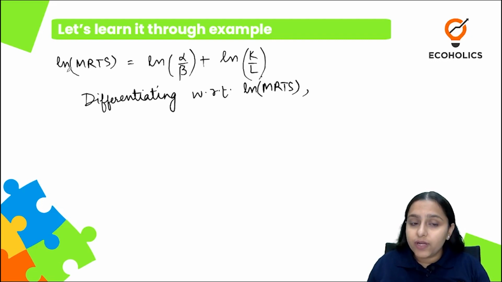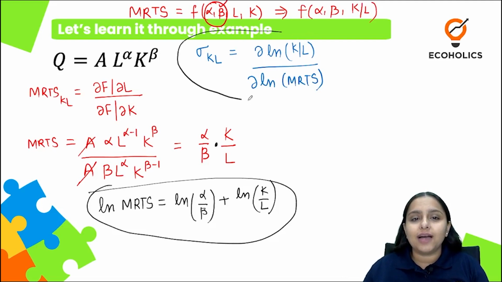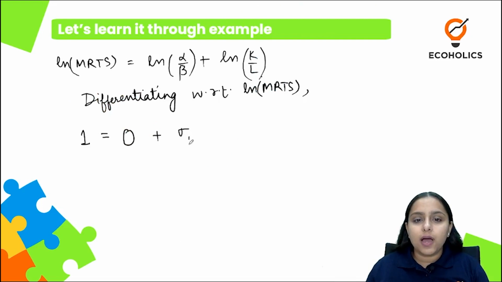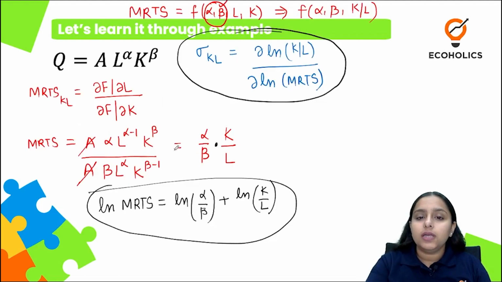Now, the derivative of log MRTS with respect to itself gives me one. Log alpha by beta is a constant number, so its derivative is 0. The derivative of log K by L with respect to log MRTS is equivalent to the elasticity of substitution. So this is sigma KL. What is my answer here? Sigma KL, the elasticity of substitution in a Cobb-Douglas production function, is equal to 1. Can you see how easily we have found the solution?